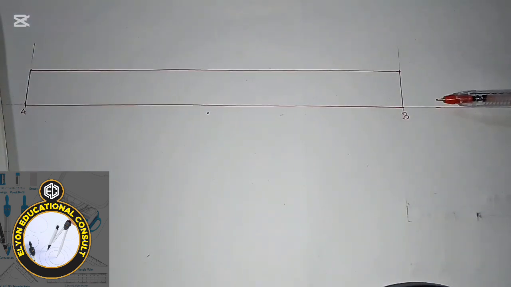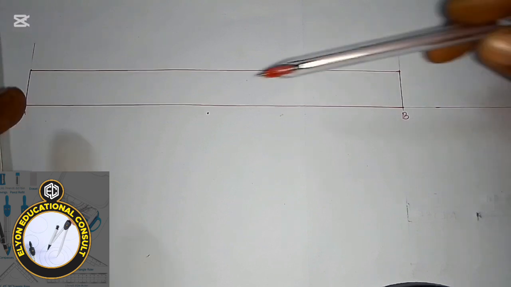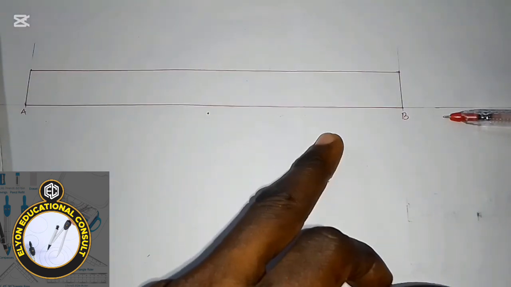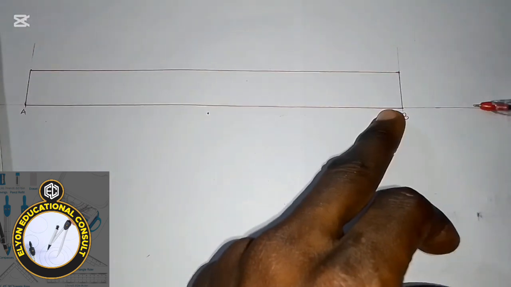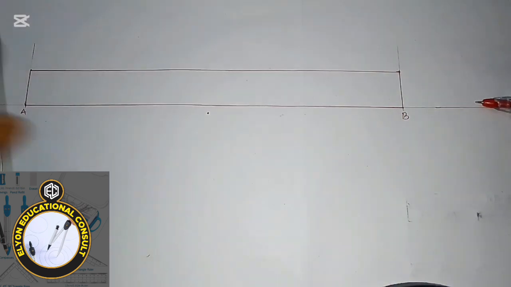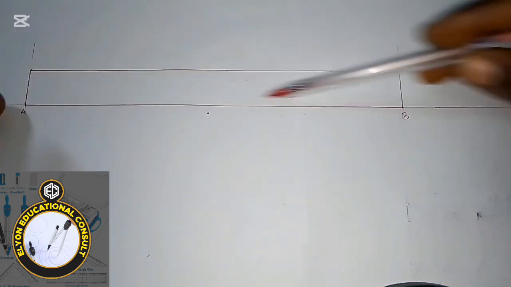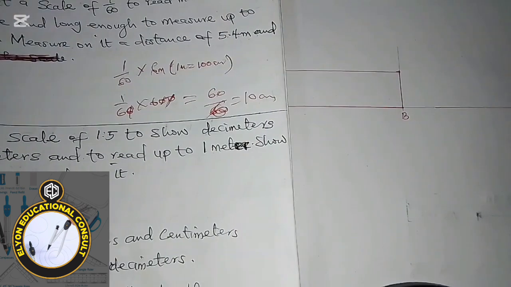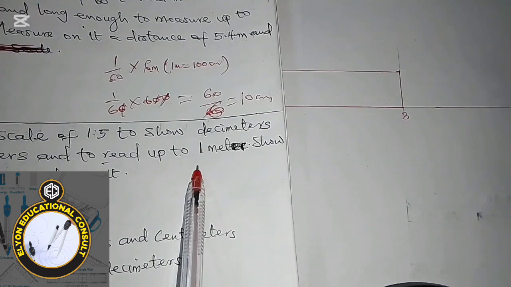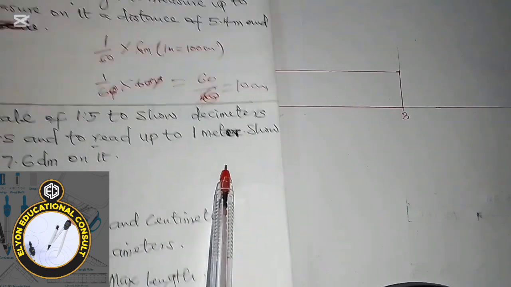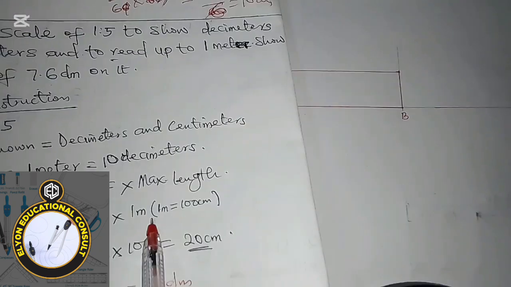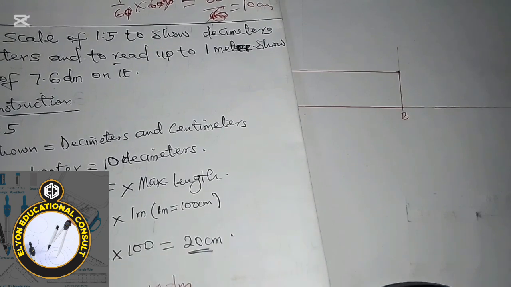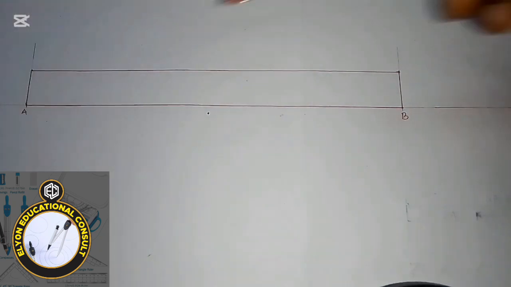I don't know if you get that. Let me say it again. Now if I divide this into 10, the 10 divisions on this length of scale in decimeter will represent 1 meter. The whole length is what? 1 meter. Why? Because the question says the scale is to read up to 1 meter, and don't forget that we use that 1 meter in our calculation. That is what we use to get this length 20.